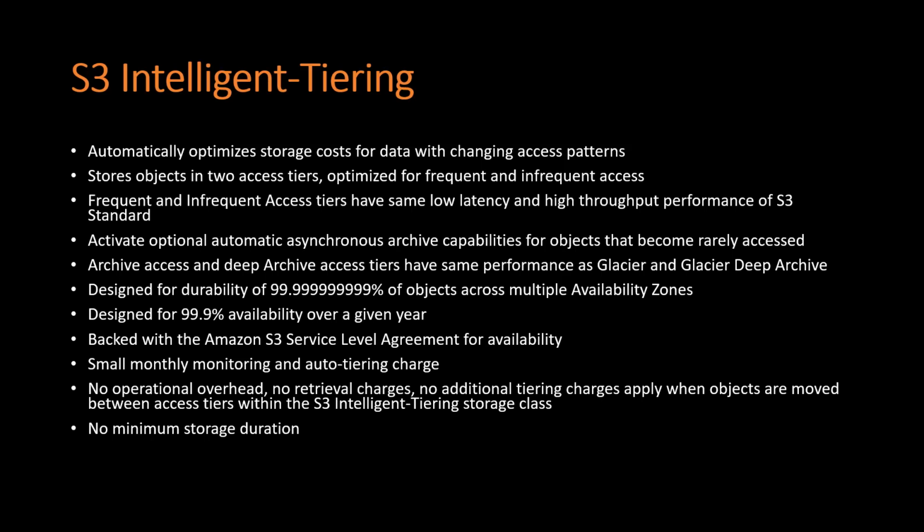Now, in terms of availability, it is designed for 99.9% of availability over a given year. That means if you compare with S3 standard that was 99.99% available, this promises 99.9% of availability. It is backed with Amazon S3 SLAs again, just like S3 standard. For small monthly monitoring and auto tiering charges, you can manage the cost very well. There is no operational overhead, no retrieval charges, no additional tiering charges when the objects are moved between access tiers within the S3 intelligent tiering storage class. There is no minimal storage duration applicable as well.